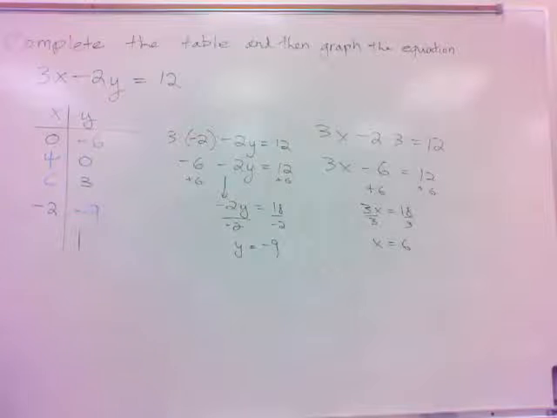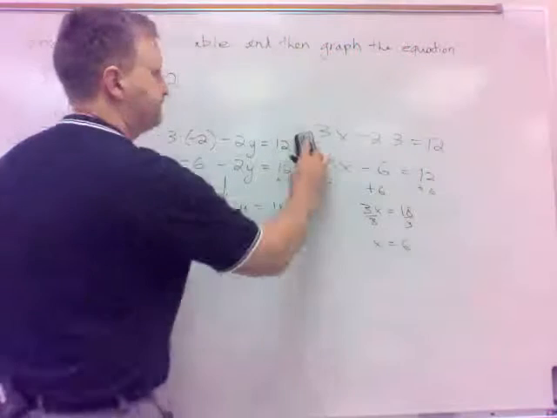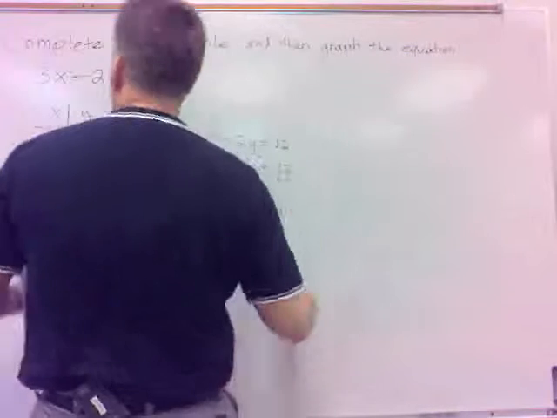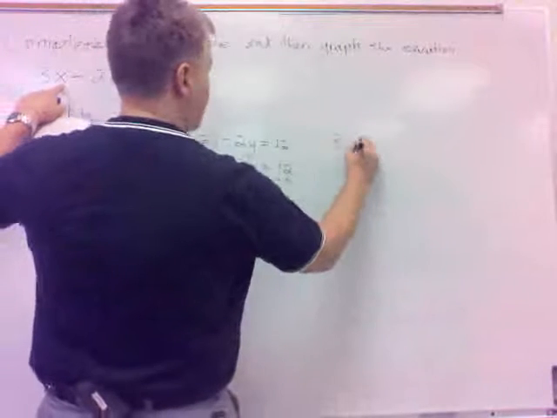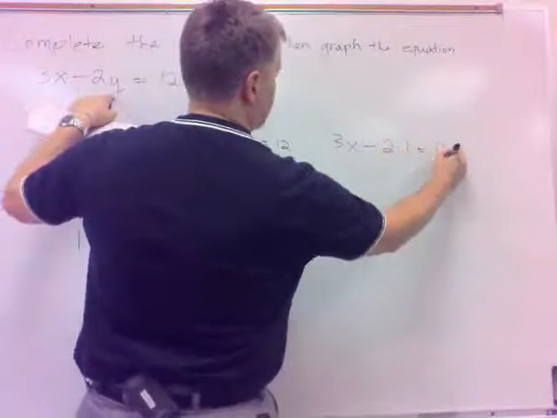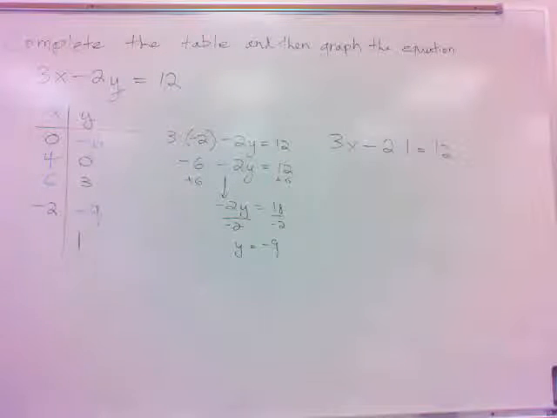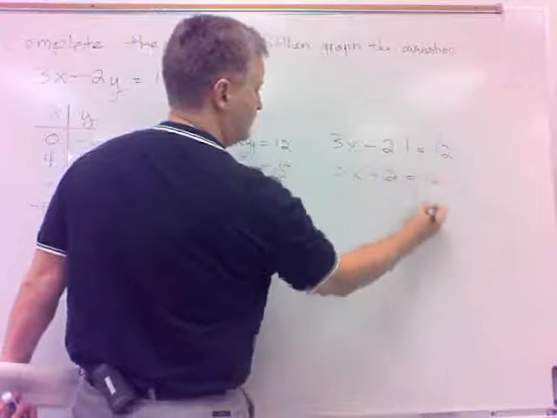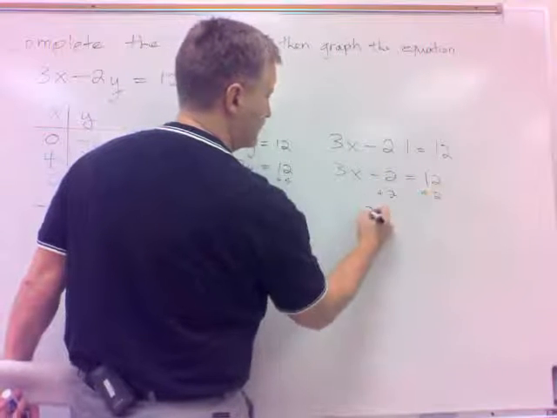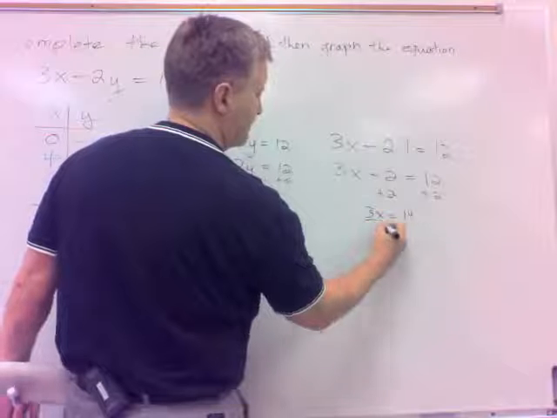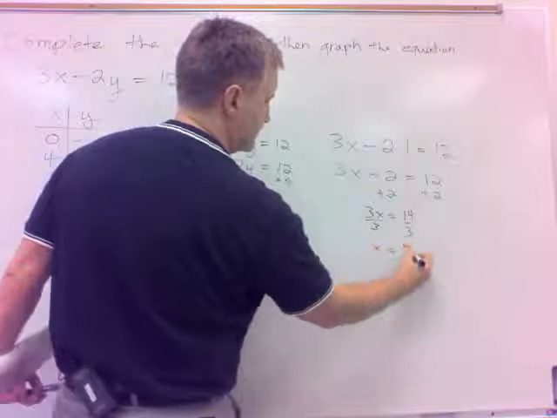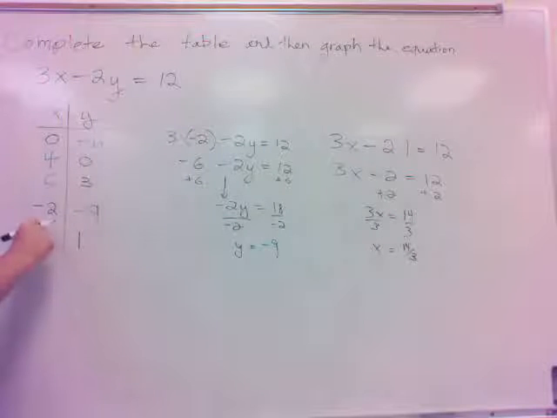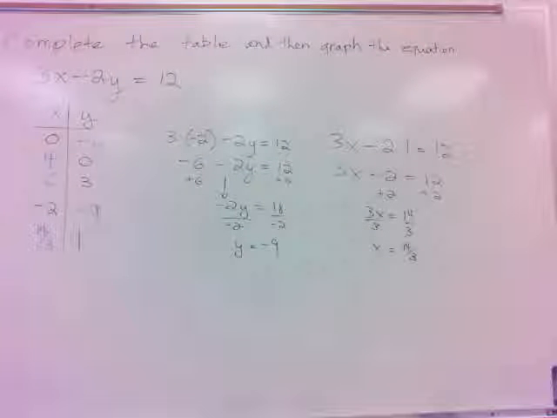And so last but not least, we have y is 1. All right, so in 3x minus 2y, plug in the y to be 1. Of course, that's negative 2 times y, so it's 3x minus 2 equals 12. So we add the 2, 3x equals 14. Divide by 3, we've got x is 14/3. All right, so far so good. Step 1 down. Completed our table.